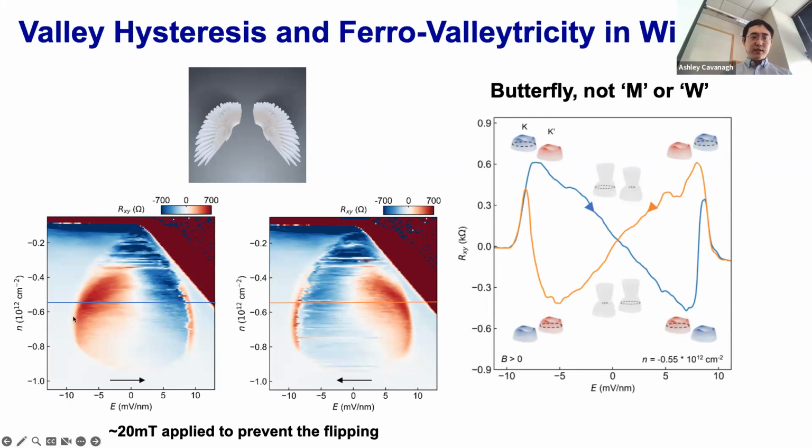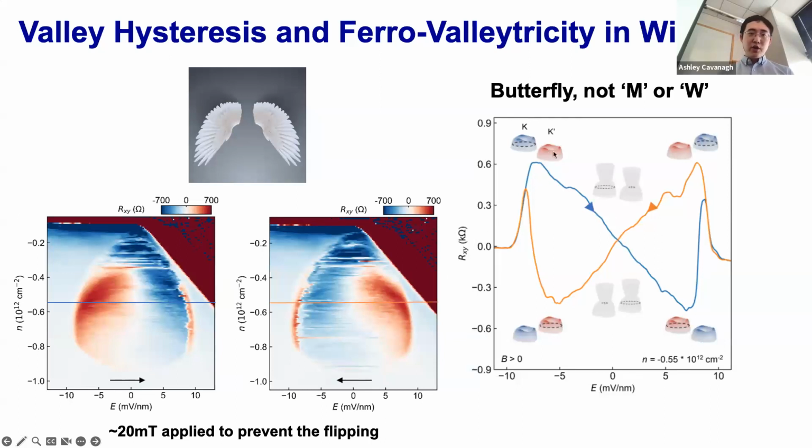So if I do a line cut at the fixed charge density, I got this kind of butterfly-shaped hysteresis. I'm sorry, I'm giving you all these acronyms of bubble, wings, butterfly. I promise this is the last one. Okay, you got this butterfly-shaped hysteresis in RXY. This is kind of bizarre, right?